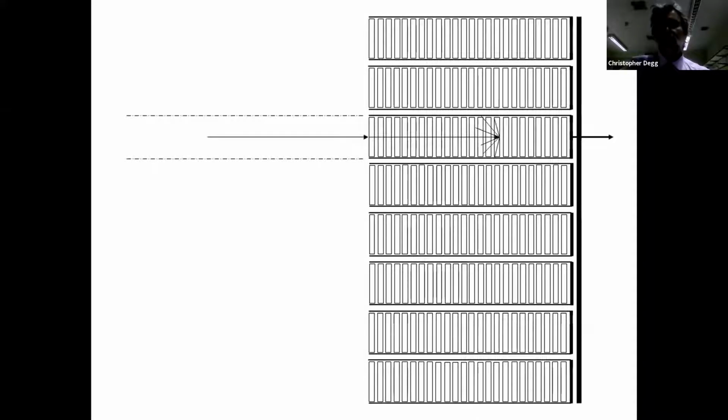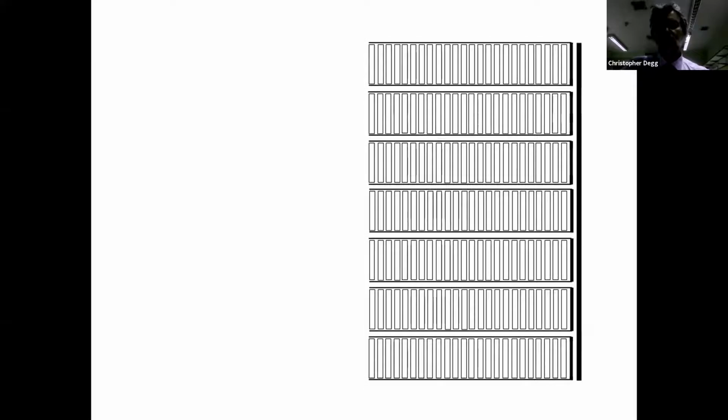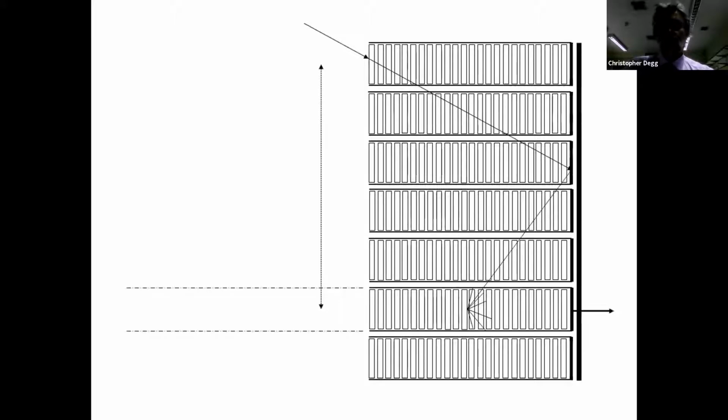Now, one issue is if the photon misses all of those discs, it might well hit the back of the eye and bounce. And if that were to happen, the brain wouldn't know whether that photon was entering the eye or leaving it.